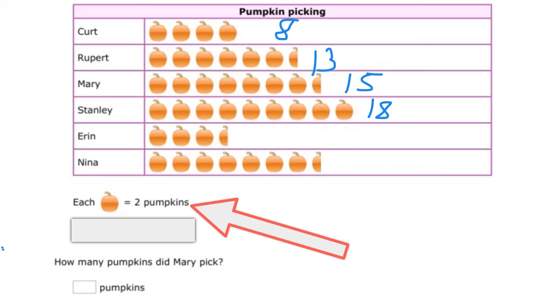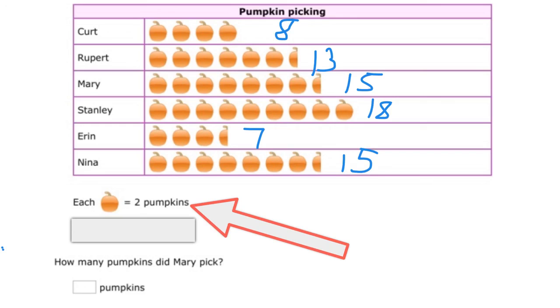Aaron has a half pumpkin at the end here, so that's only going to be worth 1 again. 2, 4, 6, 7. And Nina, 2, 4, 6, 8, 10, 12, 14. Another half, which would put us at 15.